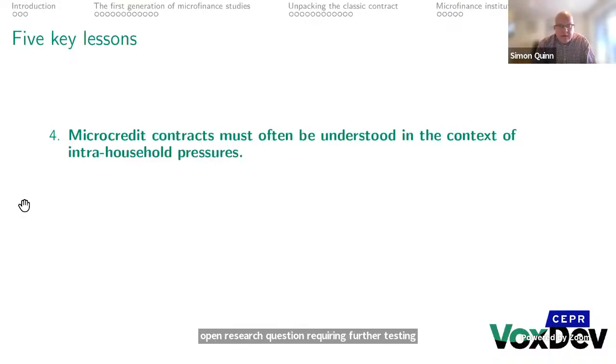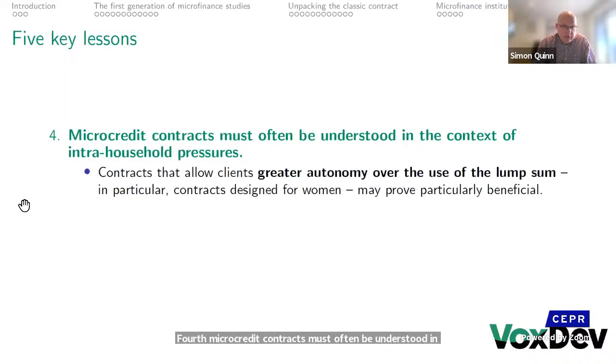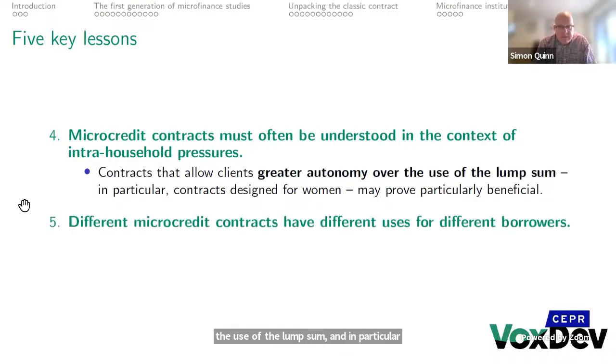Fourth, microcredit contracts must often be understood in the context of intra-household pressures. So contracts that allow clients greater autonomy over the use of the lump sum, and in particular contracts that are designed for women, may prove particularly beneficial for this reason. And finally, a point that is surely obvious, but nonetheless I think is worth repeating in this space, is that different microcredit contracts have different uses for different borrowers.